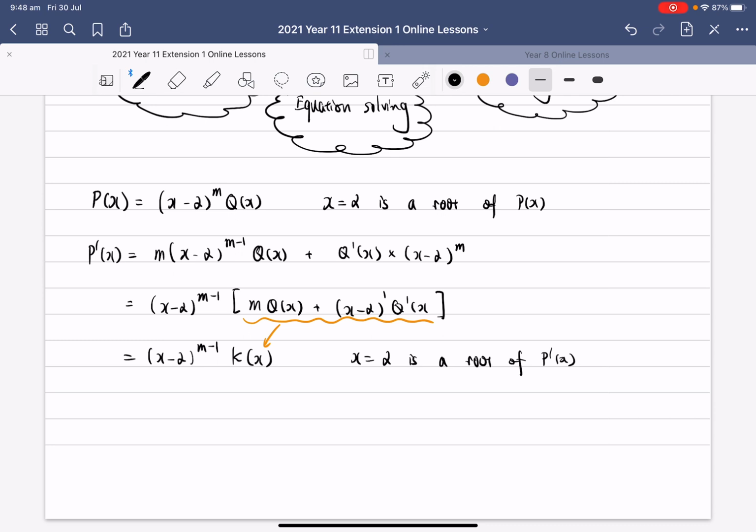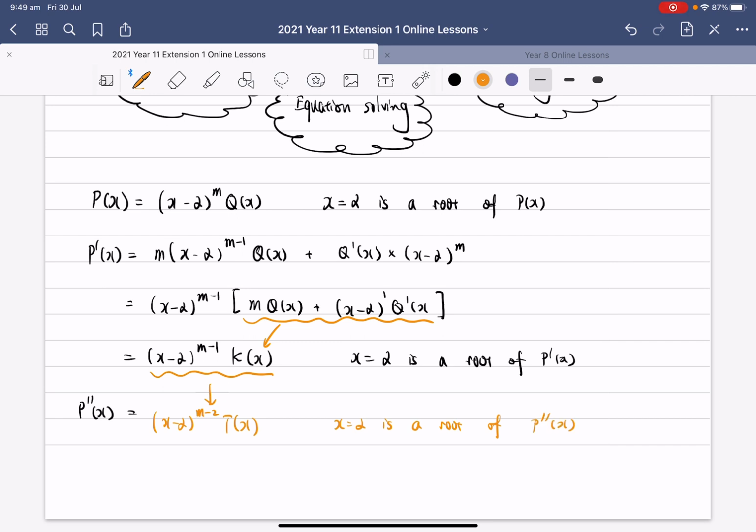Now we can continue this process by finding p double dash x, and by keep differentiating this, you end up with the same sort of expression again and again. So you end up with, this time, x minus alpha to the power of m minus 2, not k of x this time. It could be just t of x, another crazy expression inside, but then x equals alpha is a root of p double dash x.